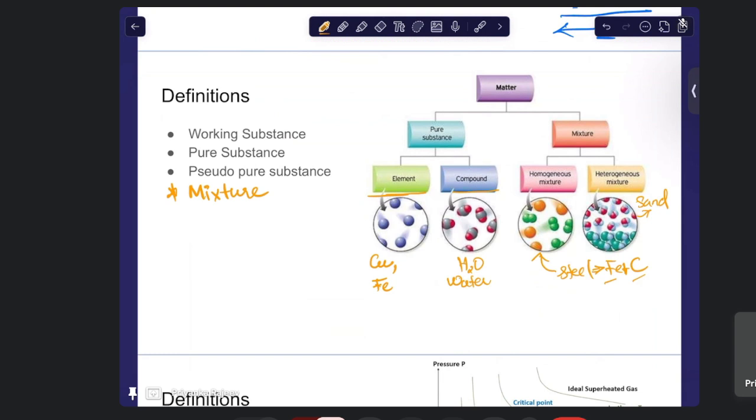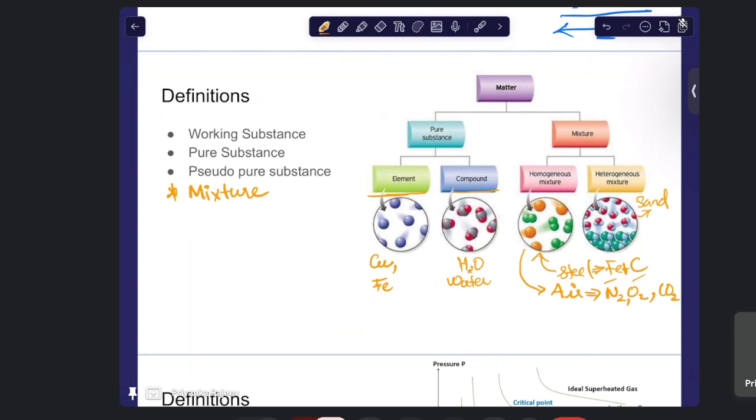Another very famous example is air. Air is a homogeneous mixture because you cannot see the mix. So air has got nitrogen, oxygen, carbon dioxide, and many other gases, the sulfur dioxide, and all those gases are there. So these gases are present in air, but you cannot distinguish between each of these gases, right? Air is thus treated as a homogeneous mixture.